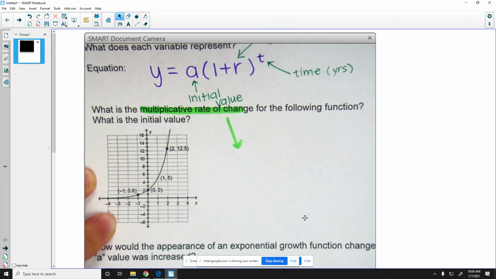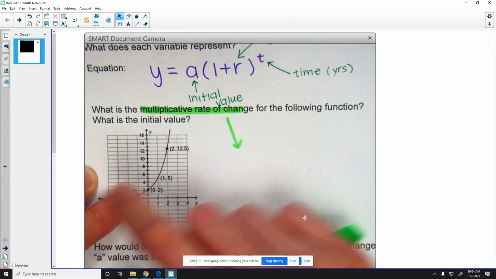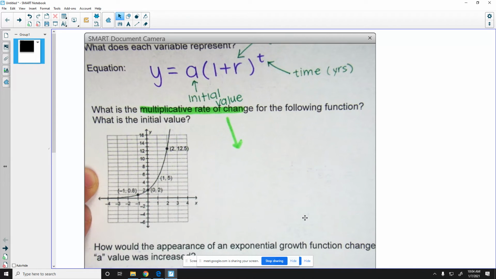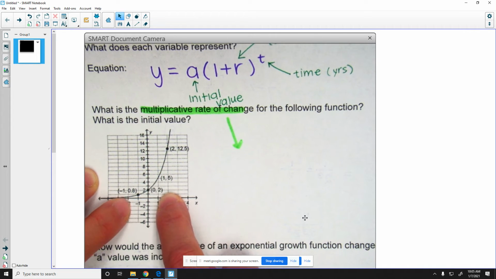Emily? Is it like a slope? Do you do the rise and the run? So you're very close. A lot of people do want to do rise over run, but you can't because it's not a straight line. Yes, Tessa? Can't you just divide 2 by 0.8? Yes. Okay. So this is what Tessa's saying.